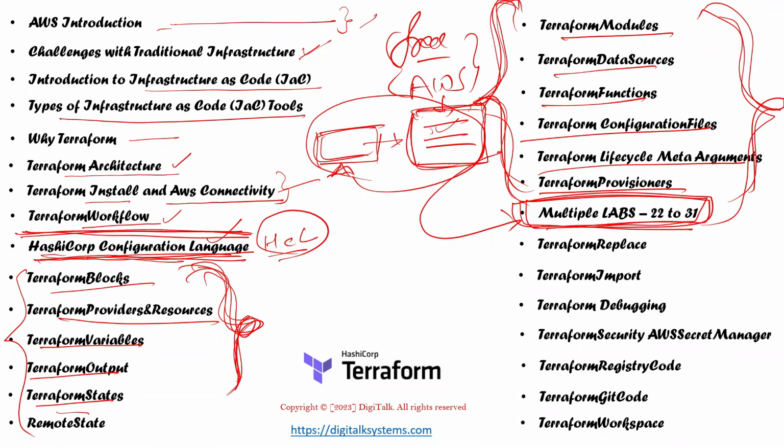Then we have a few more important concepts of Terraform, once we know how to design the HCL scripts and how to create your resources in the cloud. We have concepts like Terraform replace and Terraform import, and if we sometimes have an issue, we use Terraform debugging. For storing the credentials, we store them in third-party secret managers. For example, in AWS we have AWS Secrets Manager, because we do not write the password in our configuration files, as that would expose your password, right? So we use third-party tools like AWS Secrets Manager.